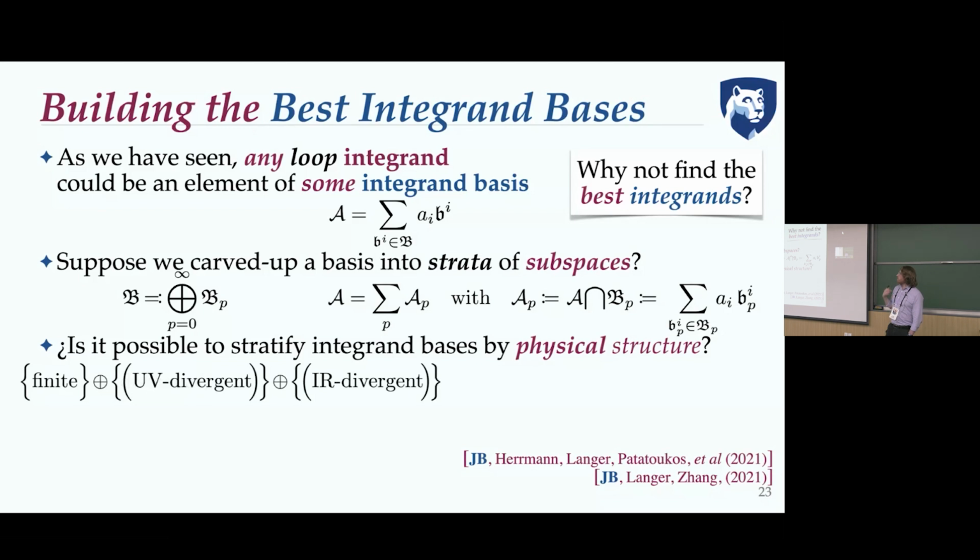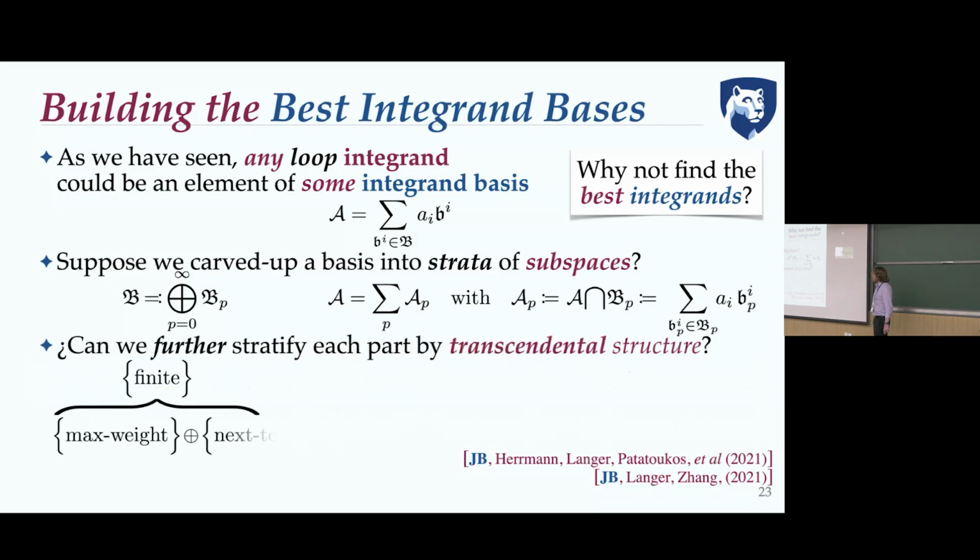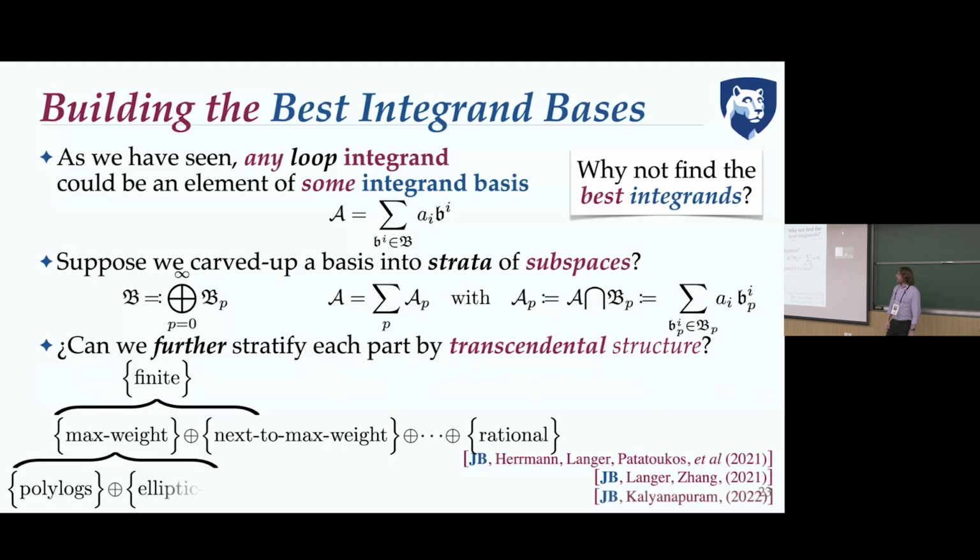But you can even divide it better. You can talk about UV divergent versus IR divergent. You can talk about degree of divergence. This starts happening at two loops, where you have the UV divergence squared versus UV divergence to the single power. And you can divide up your basis to capture individual orders in the epsilon expansion, or in the log m expansion if you have an IR regulator. But we can do this even better. We can also divide it up by weight. We carve it out by things at certain strata of weight.